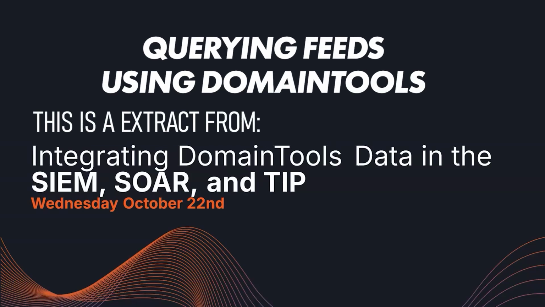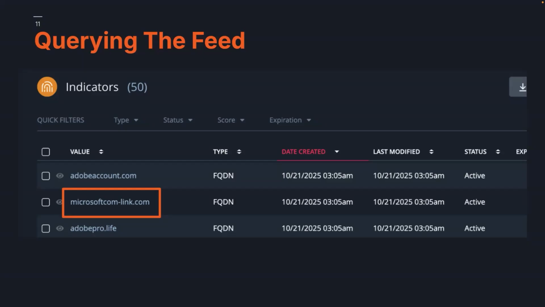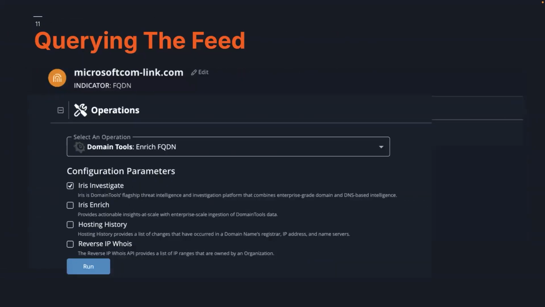So I'm actually going to dive into this microsoftcom-link.com. A nice little typo squat there. And I want to understand what's the risk associated with it. So I can select and click that domain and go into its profile.